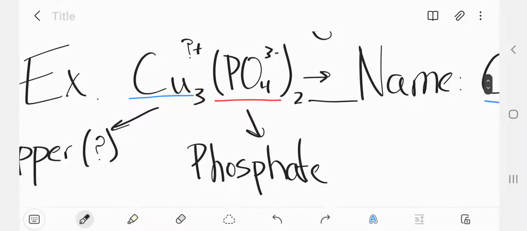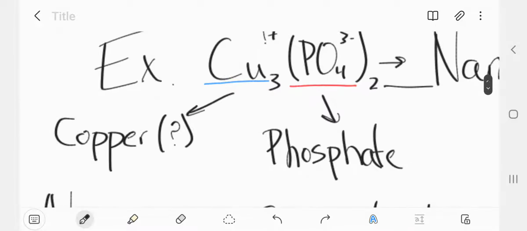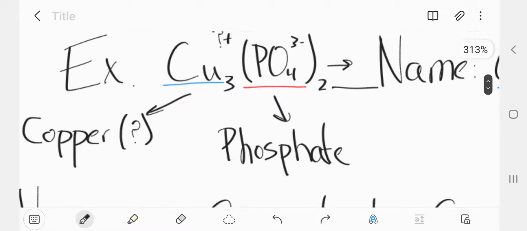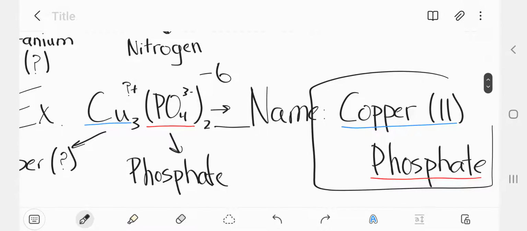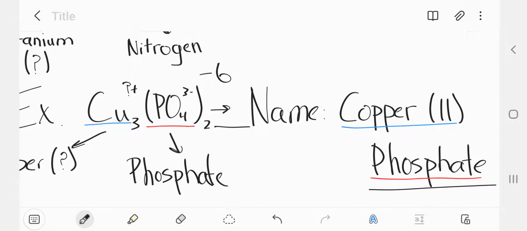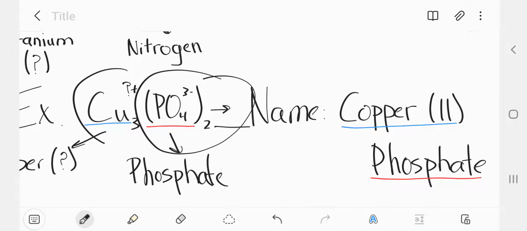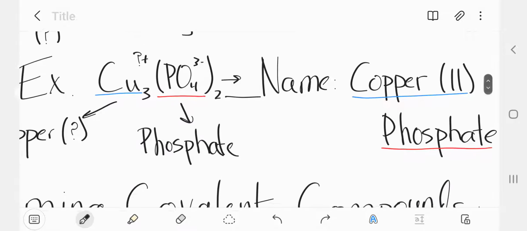So based off a little bit of reasoning, we can find out that this copper must be copper 2. Or actually, we have to write in Roman numerals, so it must be copper II. And we found out this to be phosphate, so now the answer is just going to simply be copper II phosphate. Phosphate because of this ending right here, and II we found out through our reasoning by finding what version of copper it must be in order to cancel out and balance this entire thing. Because remember, these two components must balance each other out in all circumstances.